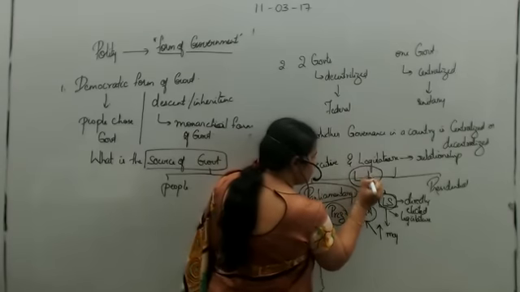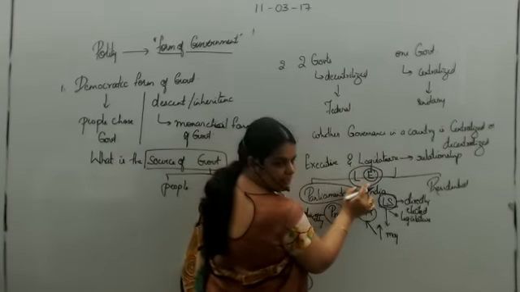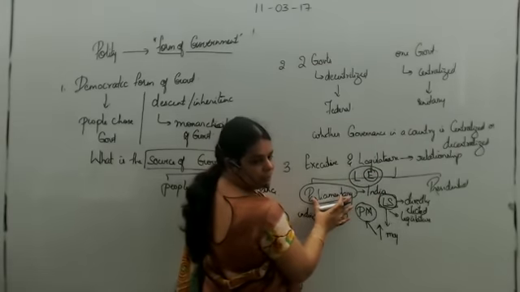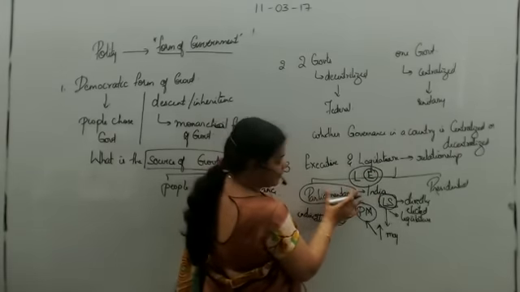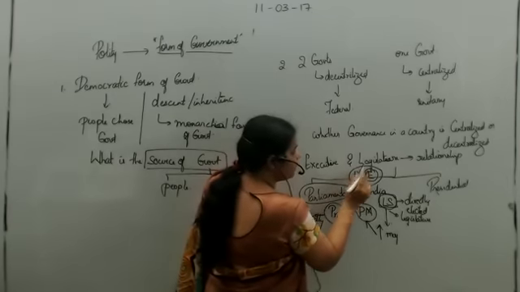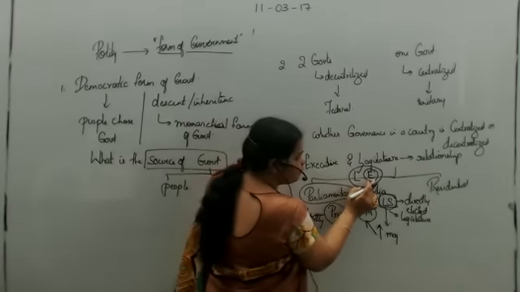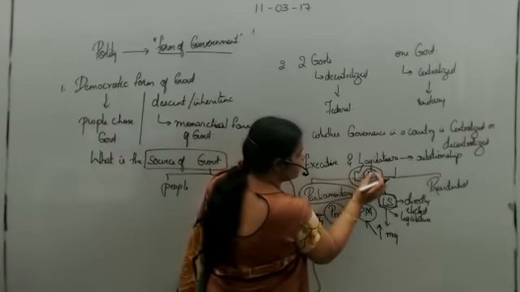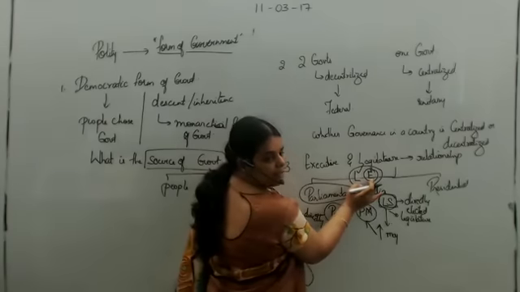Within the legislature, a small group of people will become the executive. Am I right? So, can I say that the executive is a part of the legislature in the parliamentary form? Correct or wrong, the executive is a part of the legislature in the parliamentary form, because people are only choosing the legislature. People are not choosing the executive directly. From within the legislature, whichever group has the majority goes on to become the executive.